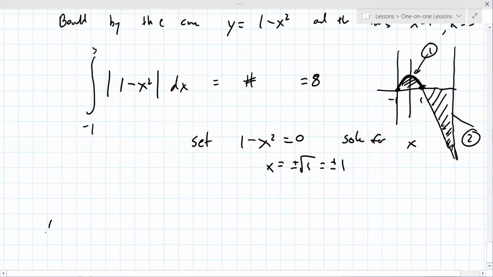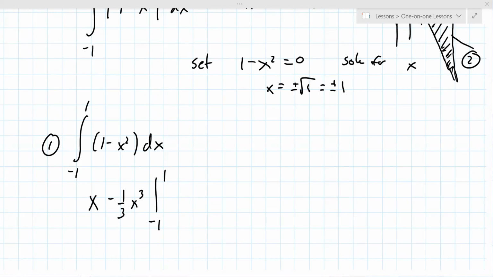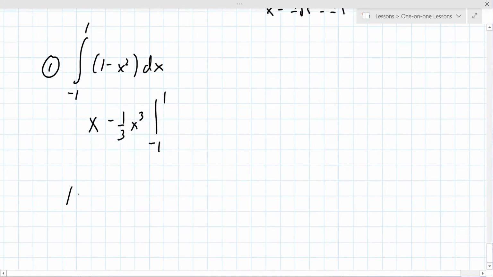So region 1 is the integral from minus 1 to 1 of 1 minus x squared dx. Is that okay? Is it clear how we get that? Yeah. Okay, so the antiderivative, this is x minus 1/3 x cubed, evaluated from minus 1 to 1. So now it's just a matter of putting that into the calculator, or just writing it out here enough that you convince your instructor that you know how to do this. So minus 1 minus 1/3 minus 1 cubed.